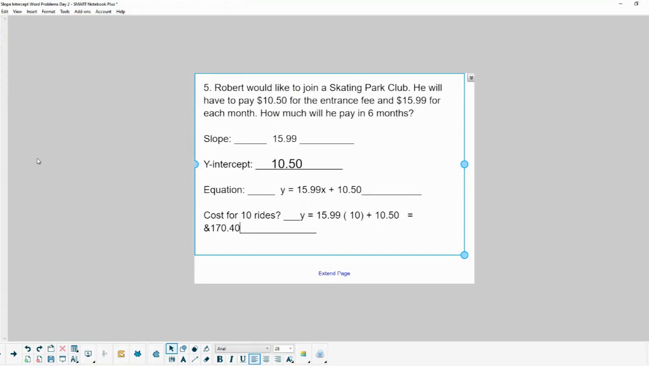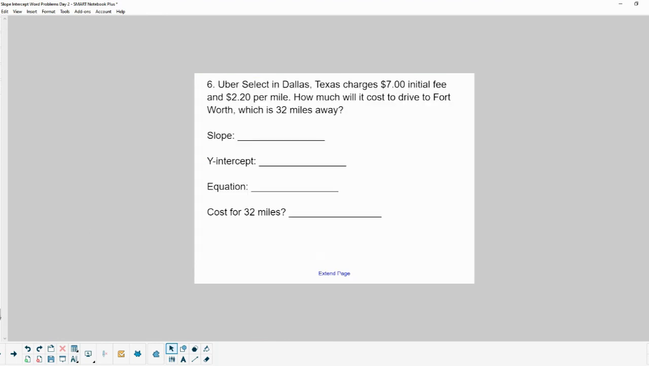Man, it must be pretty darn good rides. Oh, we gotta get the right symbol on that total. That's the money. So, kind of fun, right? You guys can do these. So I think we got one last one. Uber Select in Dallas, Texas charges $7 for an initial pickup fee and then $2.20 per mile. How much will it cost to drive to Fort Worth, which is 32 miles away?